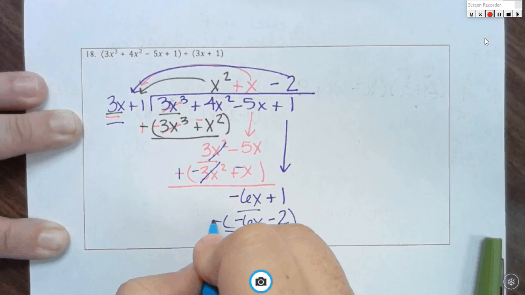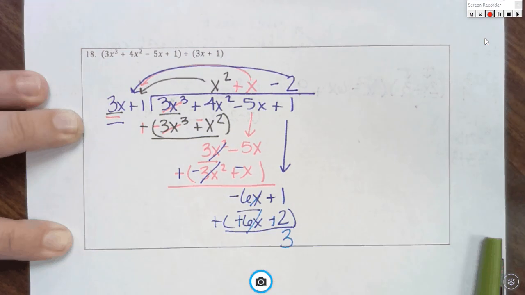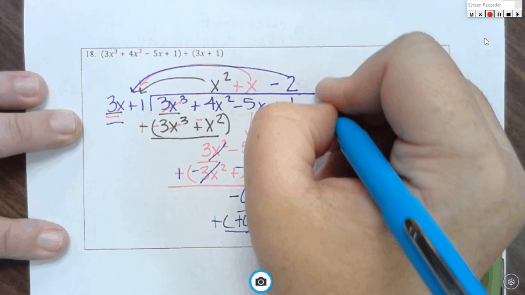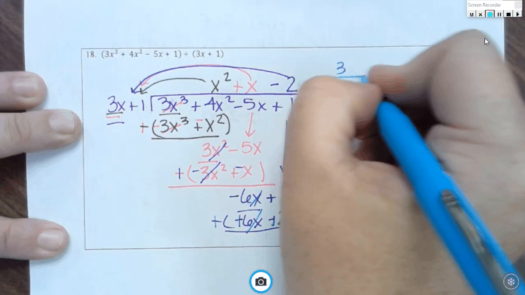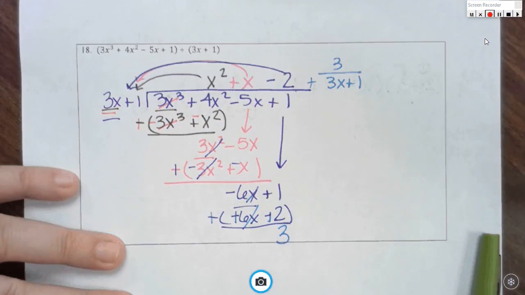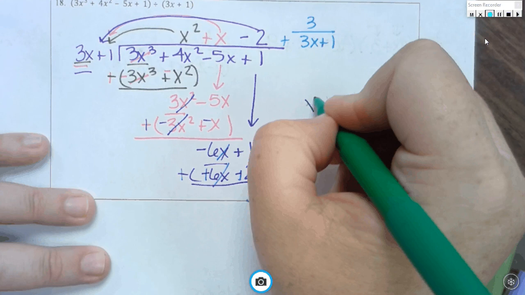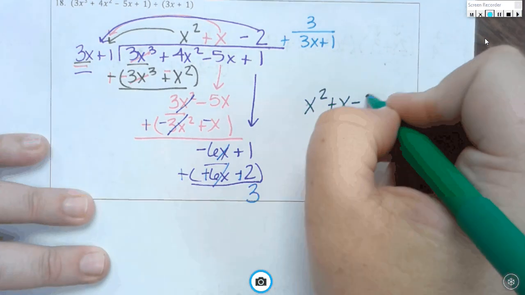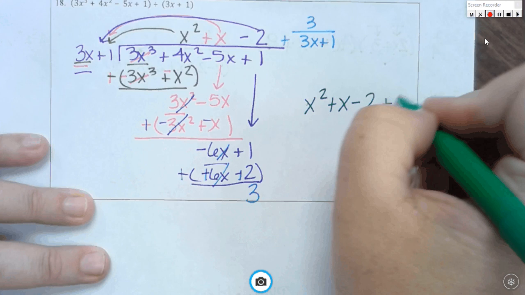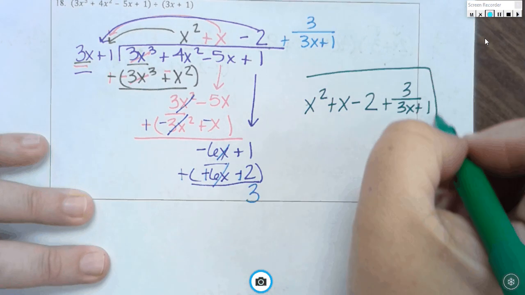Same, change. 3, which is my remainder, so I'm going to add a 3 over what I divided by. So all in all, my solution here would be x squared plus x minus 2 plus 3 over 3x plus 1.